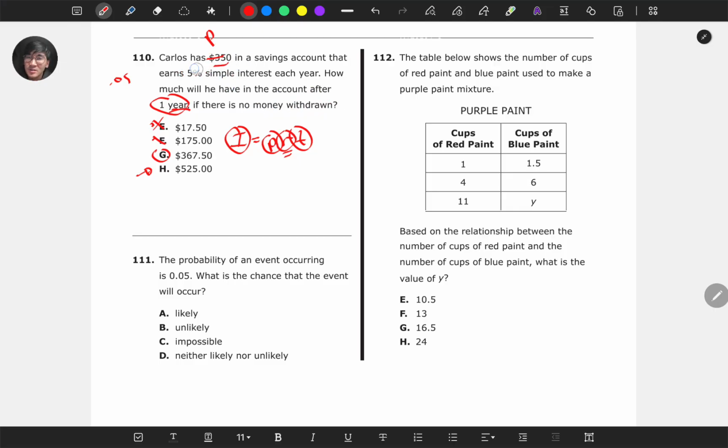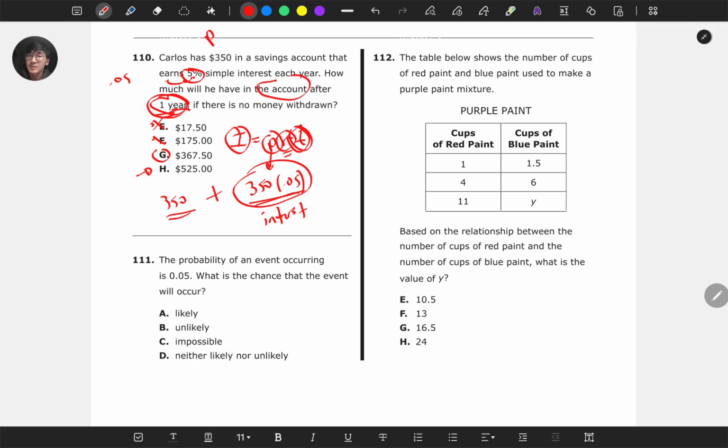So the interest is PRT. Principal is 350. The rate is 5%. Change that into a decimal. Move the decimal 2 spaces to the left. So it's going to be 0.05. And then T is equal to 1, right? Because they're asking you for the end of 1 year. So that 1 you don't have to put because anything times 1 is itself. So that means the answer is just going to be this 350 times 0.05 plus the original, right? Because they're asking for the amount in the account, not just the interest that accumulated, right?